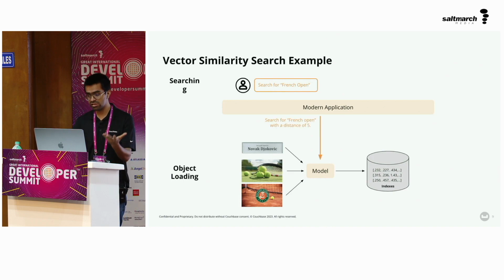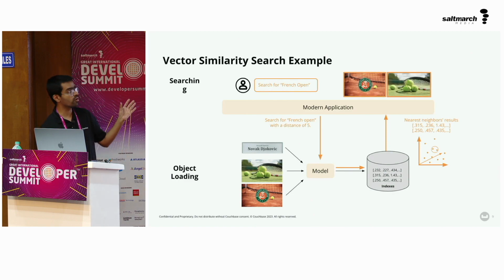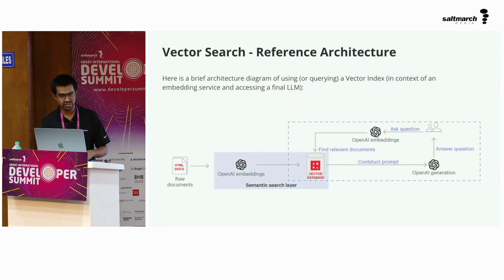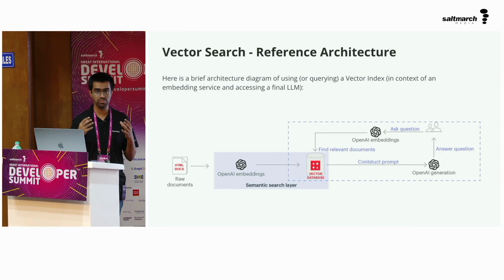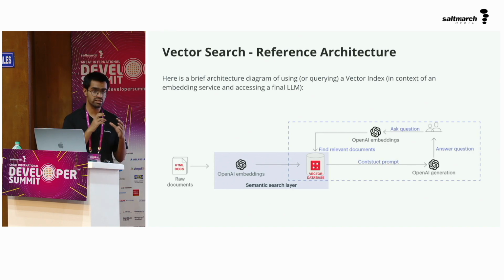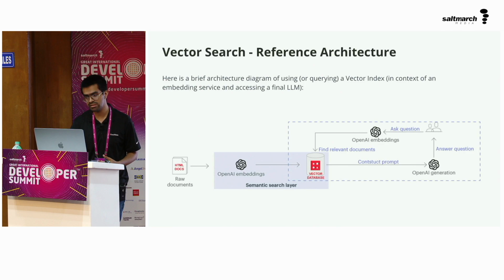And so you basically search for French Open, and then you get the nearest neighbor results, and you get results of all these similar images based on the query that you're sending in. And this is kind of the reference architecture, just to recap what we have covered: you send in a bunch of raw documents, use something like an OpenAI embedding or any other open source embedding model, that then gets stored inside of a vector database, and then you're able to make a prompt, and based on those prompts, you're able to get relevant search results.